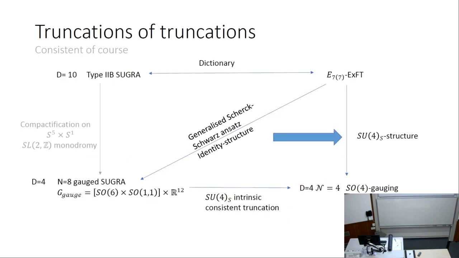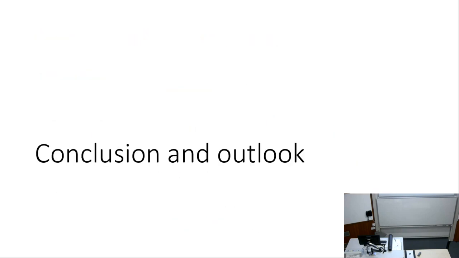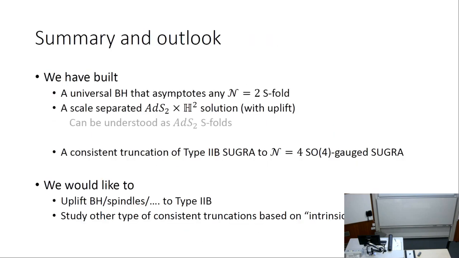So this is like the end slide. We could build, using this E7 exceptional field theory and this compactification to maximal supergravity, a new N=4 SO4 truncation of type IIB, and so we are now working out this dictionary to finish the computation exactly. And so we will be able to uplift any solution that you have here to type IIB. That's one of the main points here. Okay, so thank you.